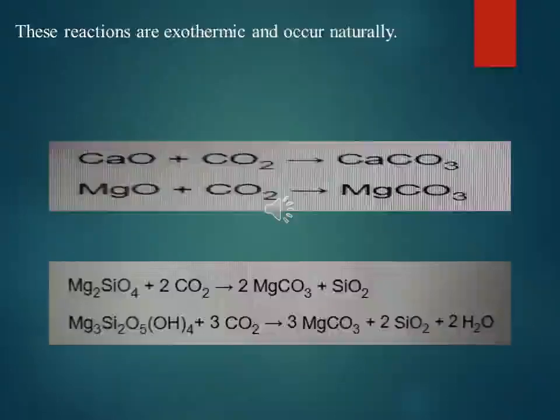These reactions are exothermic and occur naturally. In these reactions, as described, calcium oxide reacts with carbon dioxide to form calcium carbonate, and magnesium oxide entraps carbon dioxide as magnesium carbonate. Magnesium silicate reacts with carbon dioxide to form magnesium carbonate and silicon dioxide, whereas a hydroxide mineral reacts with carbon dioxide to form magnesium carbonate, silicon dioxide, and water.